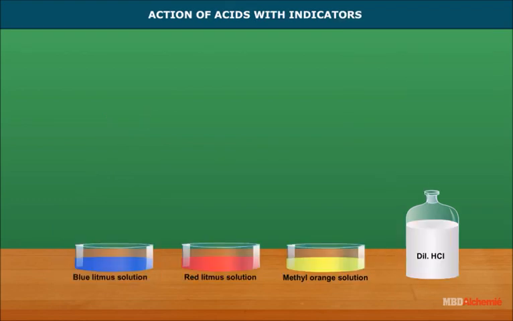Take blue litmus, red litmus, and methyl orange. Now, add a few drops of acid to each solution one by one. You will notice the change in the colors. All acids turn blue litmus solution red and methyl orange solution yellow to red.